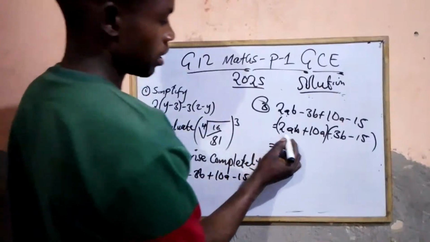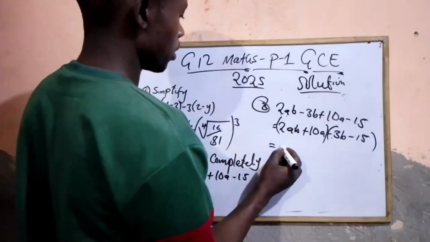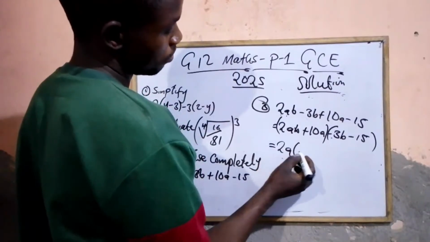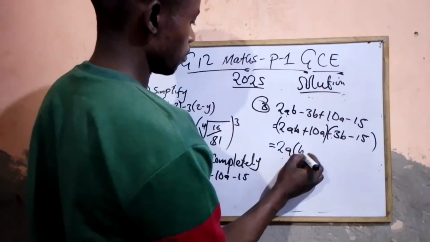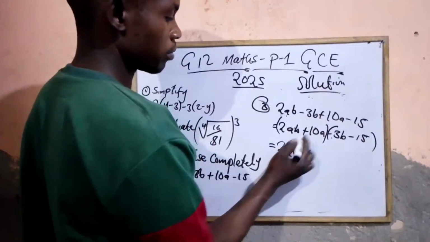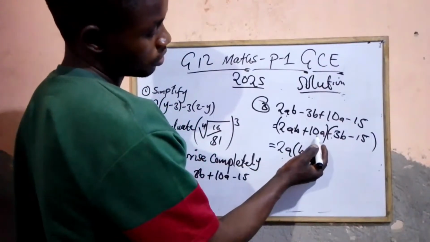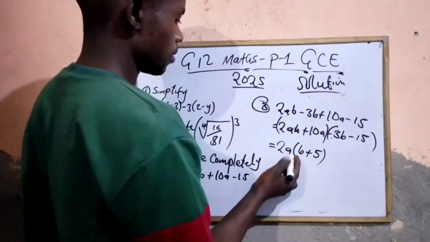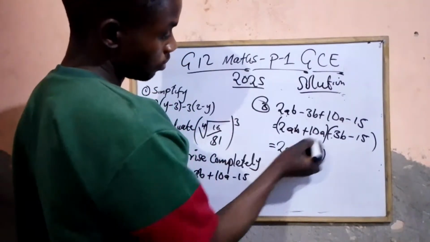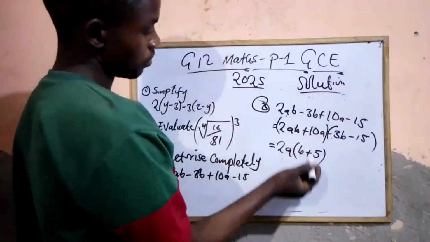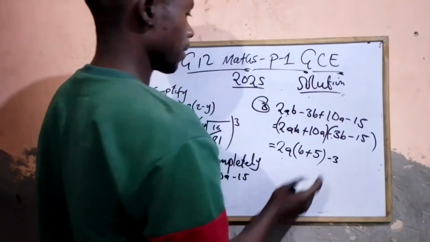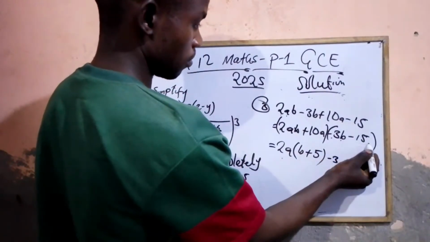Here what is common is 2a, so 2a outside, then 2a into 2ab, we are going to remain with b, and plus 2a into 10a, you are going to have 5, because this a and this a cancel, then 2 into 10 is 5, then minus 3 here, 3 is common because there is no b here.